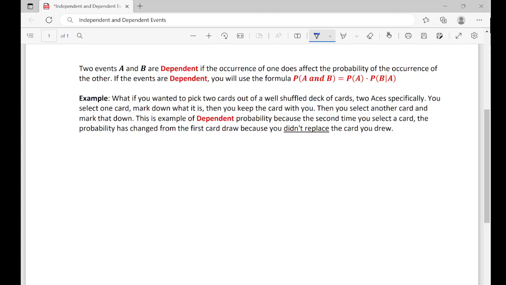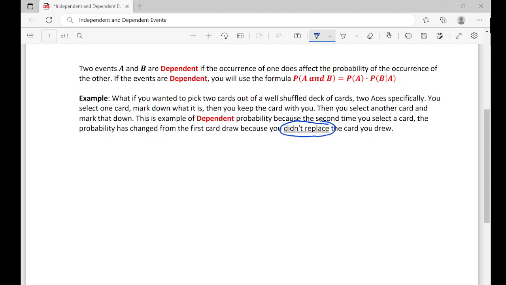Same rules apply, same question. You're going to select 2 cards out of a deck. You want 2 aces. The difference here is once you select one card and mark down what it is, you're going to keep that card with you. It does not go back into the deck and nothing replaces it. Then you select another card, mark it down, and then you figure out the probability. This is again a dependent event because the second time you select a card, it's changed from the first time when you selected a card. The biggest thing here is you didn't replace the card you drew.